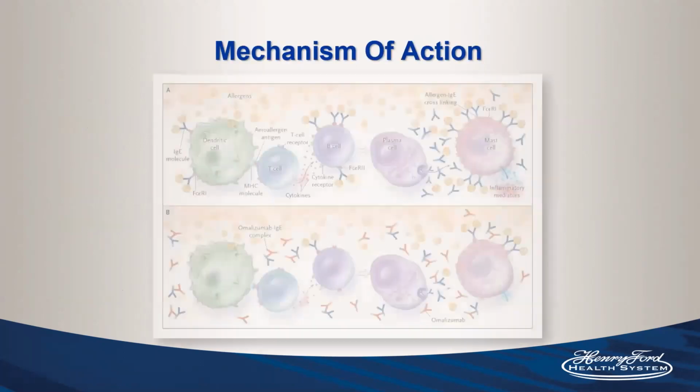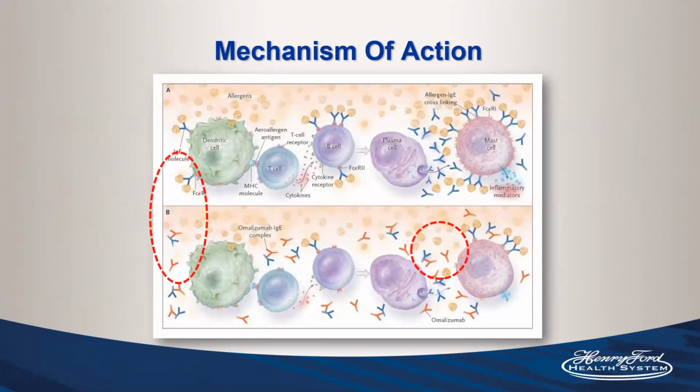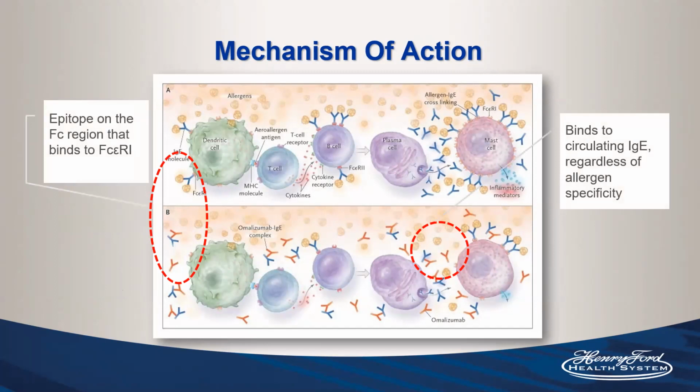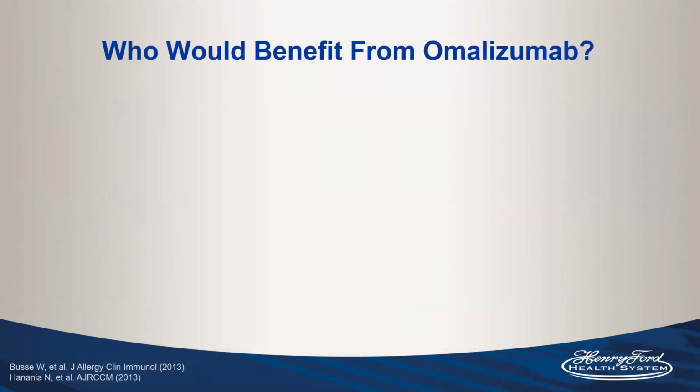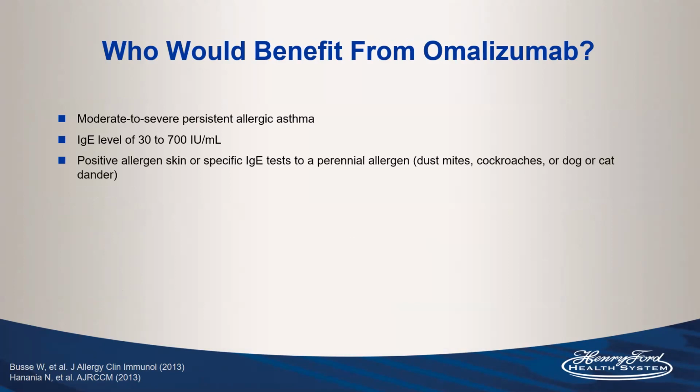So what's the mechanism of action? As we said, it binds all the IgEs out there. Who would benefit from it? Moderate to severe persistent allergic asthma. IgE levels, usually this is what you're looking for to get it approved, 30 to 700 international units per milliliter. Positive allergen skin or specific IgE tests to perennial allergens like dust mites, roaches, dog, cat, dander, all of that.